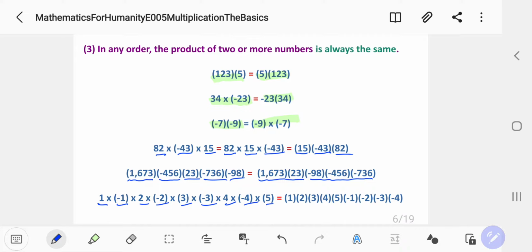So you can rearrange them so that 1 you write here, and then the 2 you write here, and then the 3 here, and then the 4 here, and the 5 also here, and then negative 1 here, negative 2 here, negative 3 here, and negative 4 here. So I hope you understand that rule. In any order, the product of two numbers is always the same.